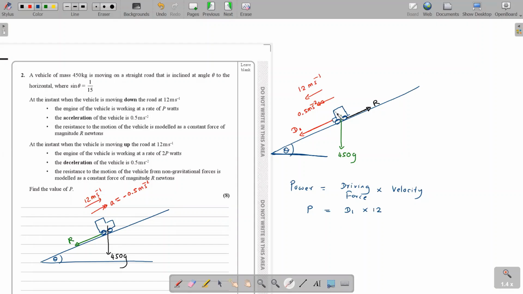How do I find the driving force? Obviously, we'll have to use F equals ma in the direction that the vehicle is moving. If I'm using F equals ma along the plane, you can see D and R are on the plane. I'll need to resolve the 450 G. Perpendicular to the plane, we get 450 G cos theta, and parallel to the plane, we get 450 G sin theta.